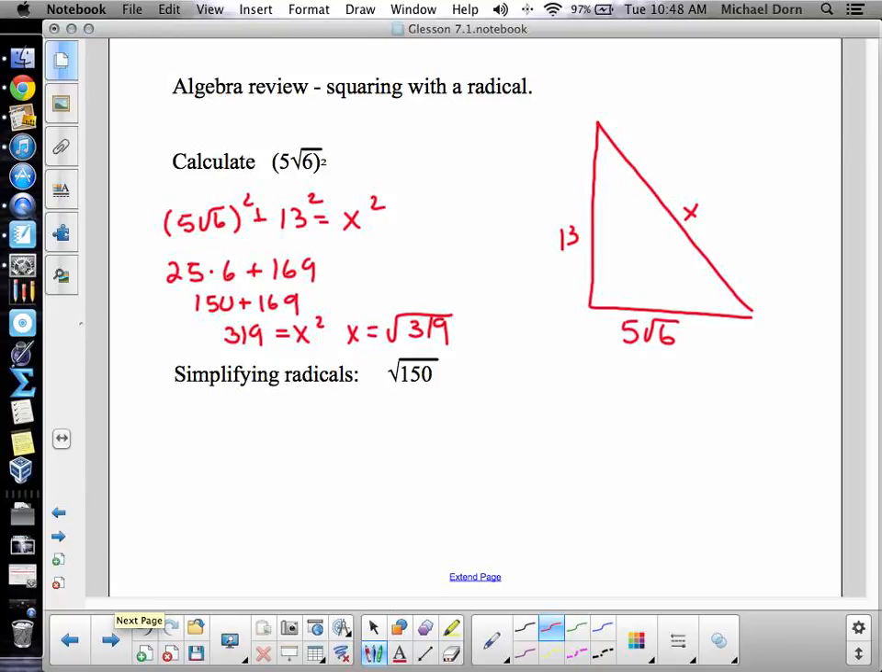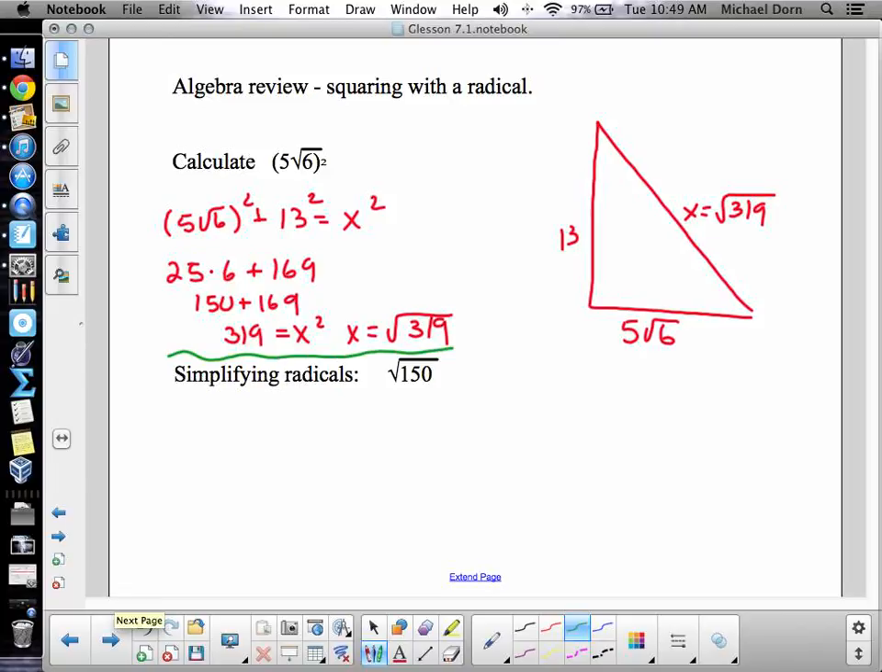And I don't know if there are any perfect squares that go into 319. I kind of don't think so. So we're going to get answers like that. That's why we spent all that time yesterday working with radicals, because we are going to have to work with them and use them.